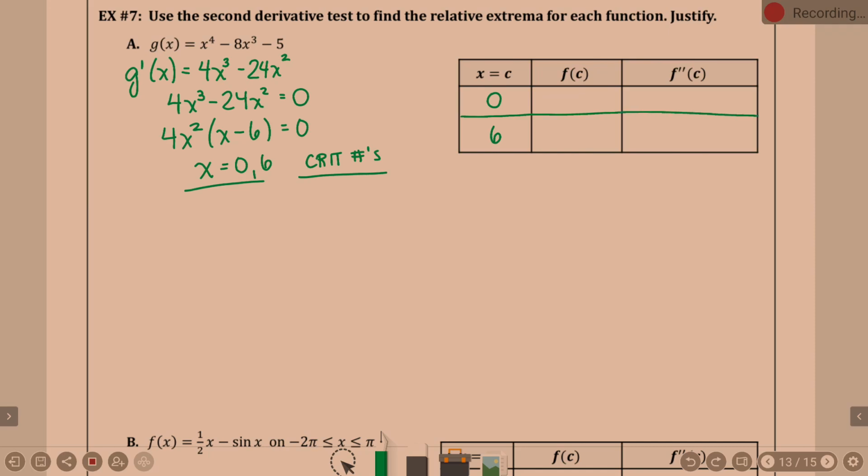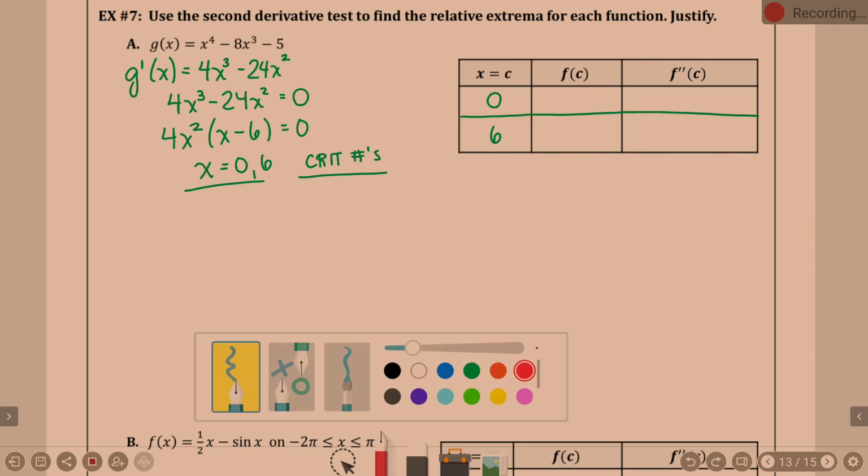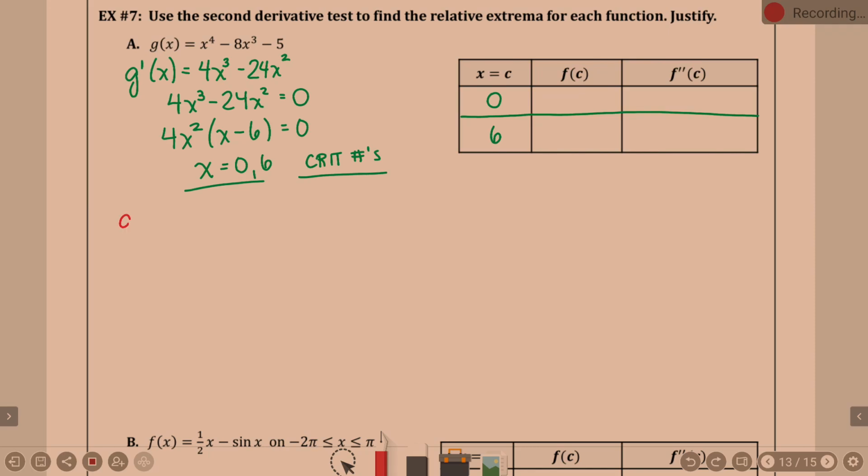They do ask in that first box for what G of 0 is and G of 6 is. G of 0 is negative 5. G of 6 is negative 437. I'm also in the last 5 minutes of class, so that's the only reason I gave it to you.